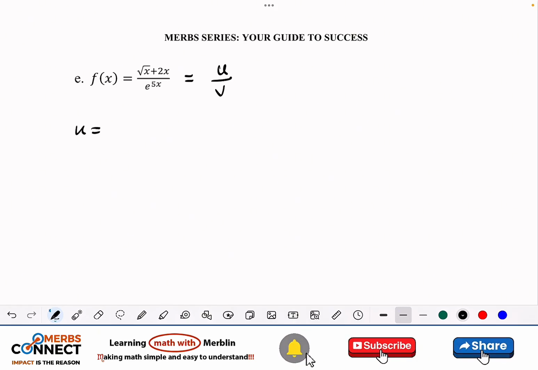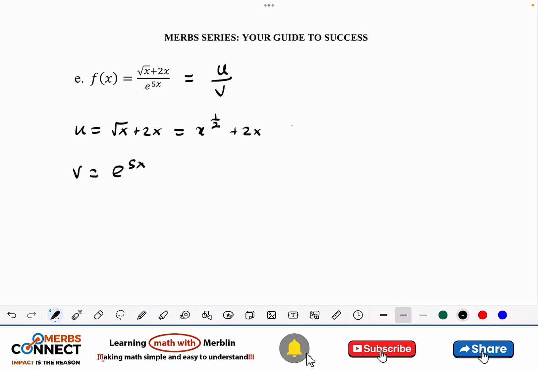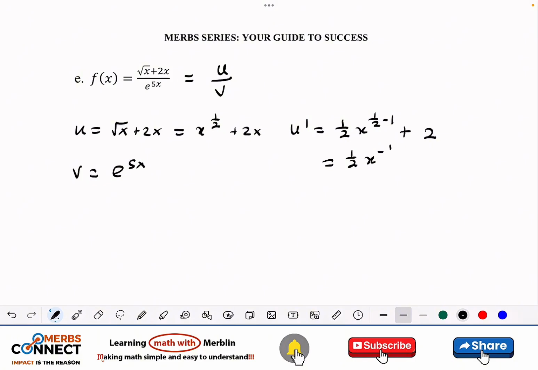So u is equal to square root of x plus 2x. I need to simplify this to x to the power 1 over 2 plus 2x. Then v is equal to e to the power 5x. So what is u prime? U prime will be 1 over 2 x to the power 1 over 2 minus 1, plus, when I differentiate 2x, I get 2. Simplify this and I'm going to have 1 over 2 x to the power minus 1 over 2 plus 2.